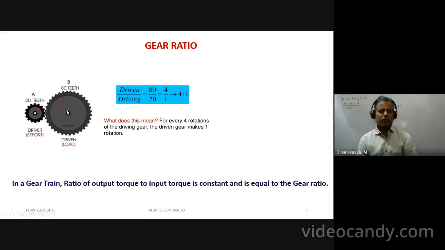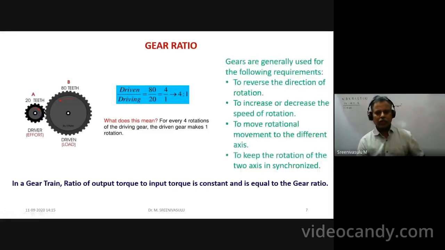Because of that, when you compare the speeds between driver and driven, NB is smaller than NA. There may be some other instance wherein B may be the driver and A may be the driven, in which case we are going to have a step up in the speed, an increase in the speed. So it all depends upon the manner in which you give the connectivity to the driver. Once you connect A as the driver, B will become the driven, and if you connect B as the driver, A will become the driven.